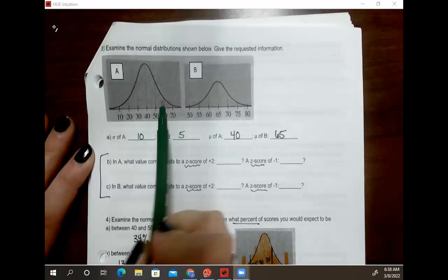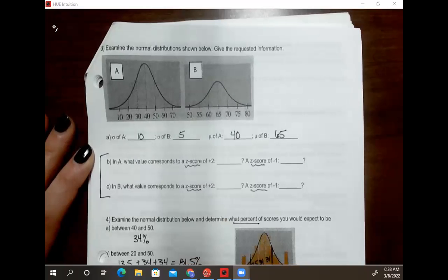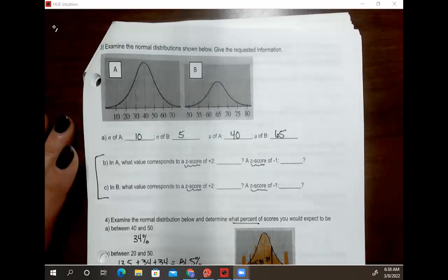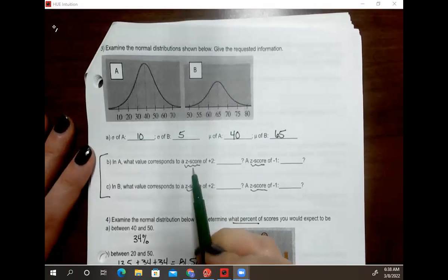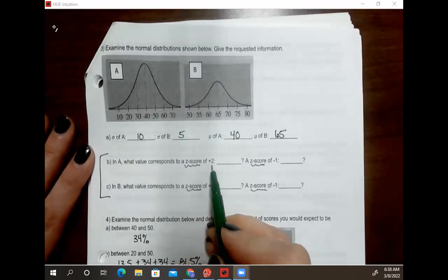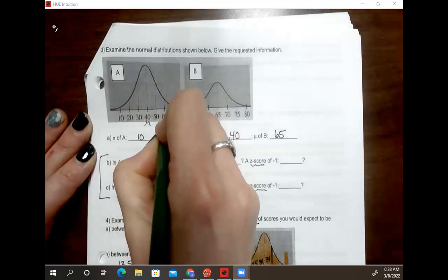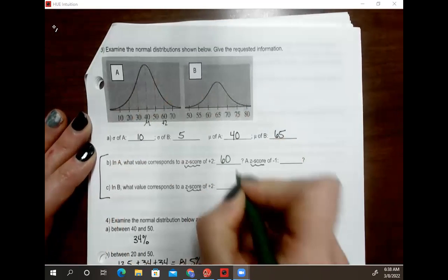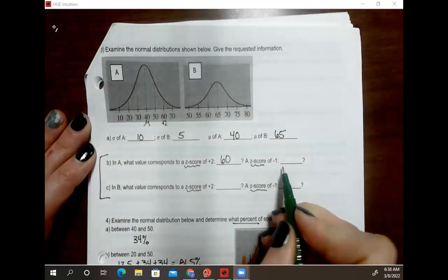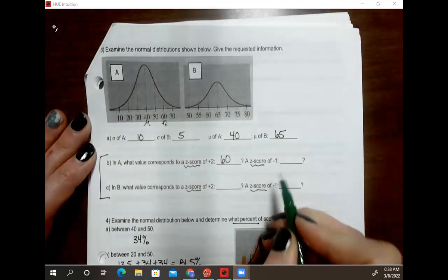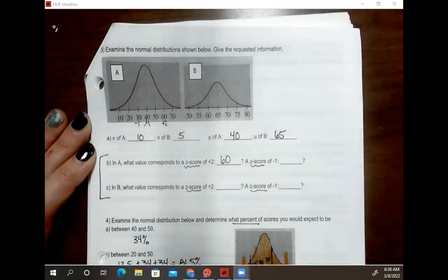So here's distribution A, here's distribution B. We identified the mean and standard deviation for both of these last time. So I want to know what value in A corresponds to a z-score of +2. So +2 means 2 standard deviations above the mean. So if I go to A, we know that here's our mean, +2 would be 60. So that would be a z-score of +2. A z-score of -1 in A would be 1 standard deviation below the mean. So that would be 30.